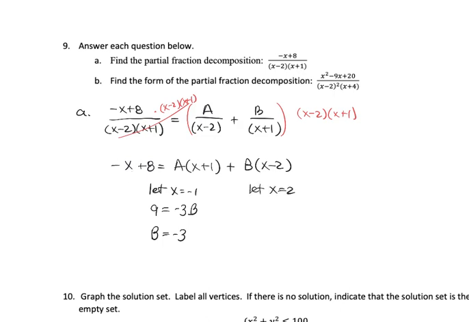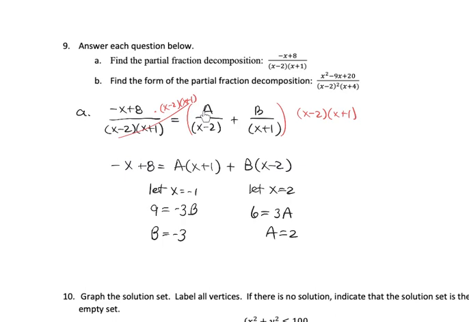The opposite of 2 is negative 2. Negative 2 plus 8 is 6. 2 plus 1 is 3. 3 times a is 3a, and then 2 subtract 2 is 0. So this part of the equation disappears when x equals 2. So we have a equals 2.